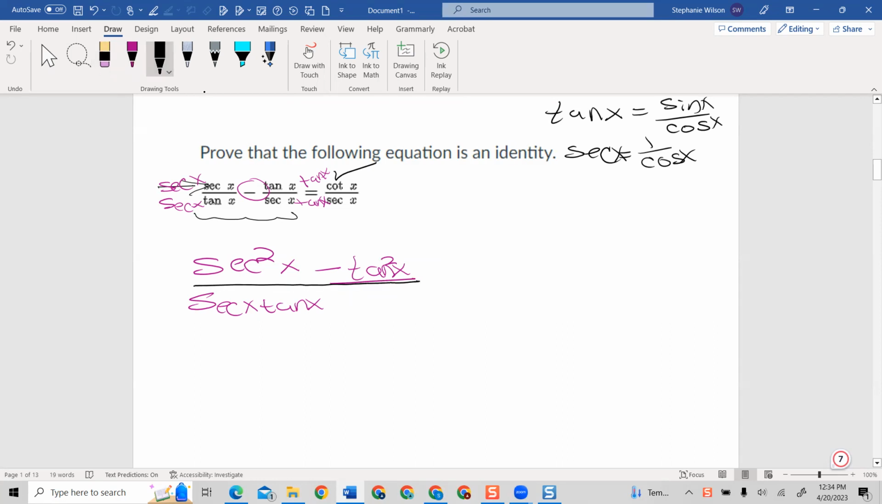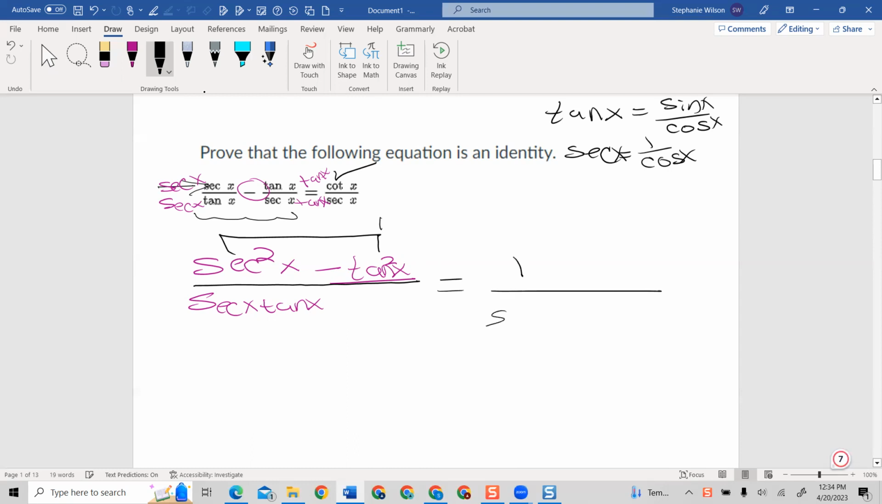I know by the identity what secant squared x minus tangent squared x gives me, and you should double check your identities on what it gives. I'm just doing a quick double check. Secant squared minus tangent squared, okay, that gives me 1. So this is 1.